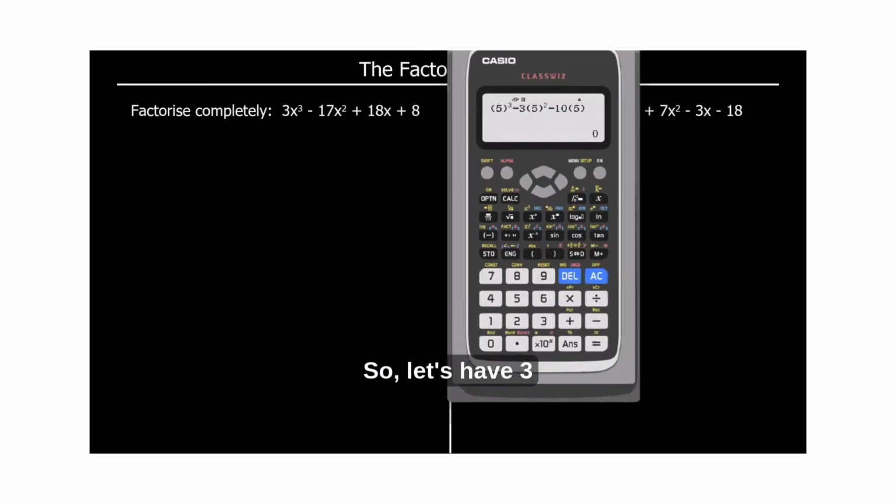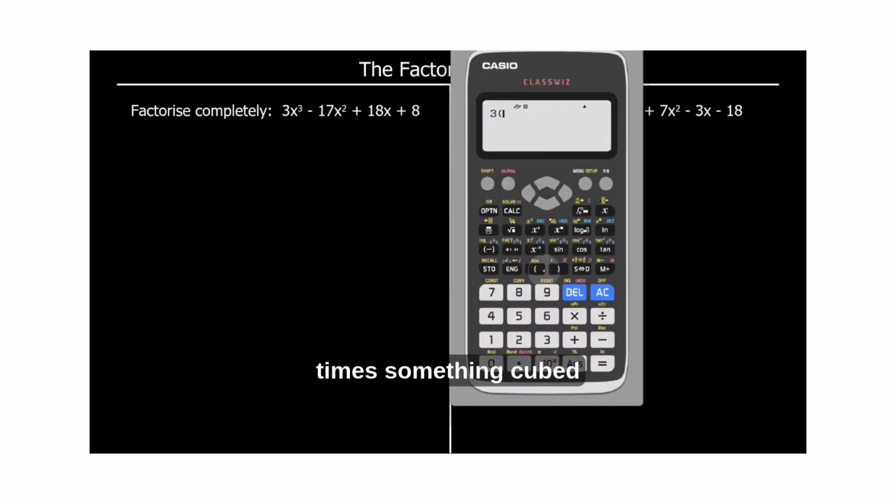So let's have 3 times something cubed minus 17 times something squared plus 18 times something plus 8. And if we substitute different numbers in for the something, so if I tried a 1, you can see I get 12. So it's not equal to 0. So x minus 1 isn't a factor.